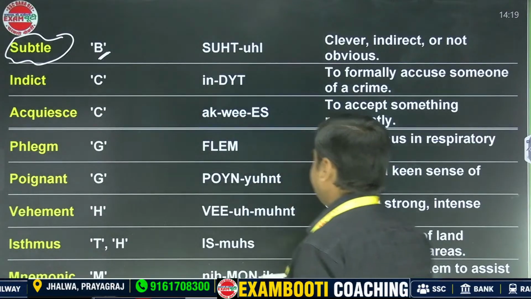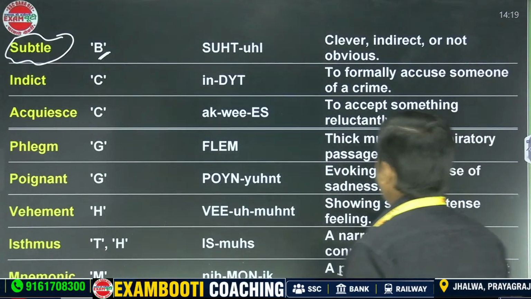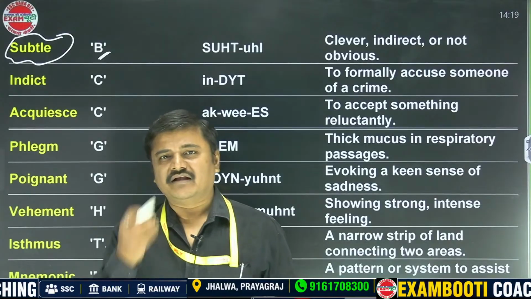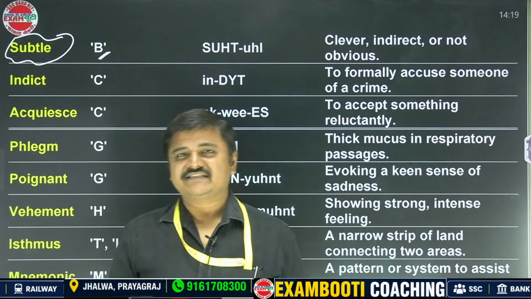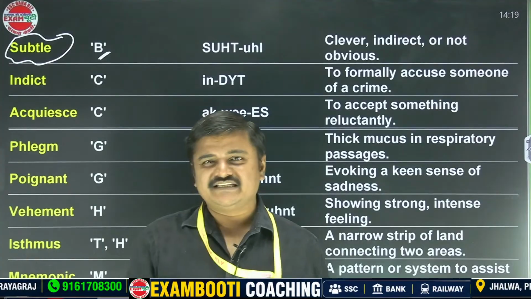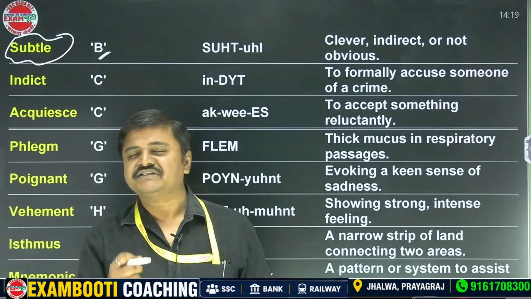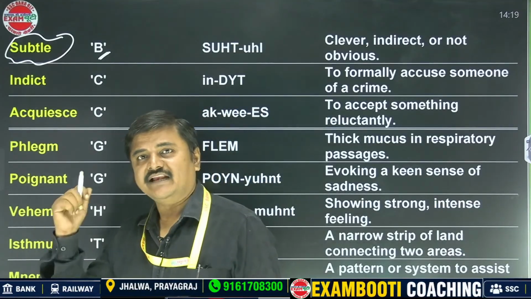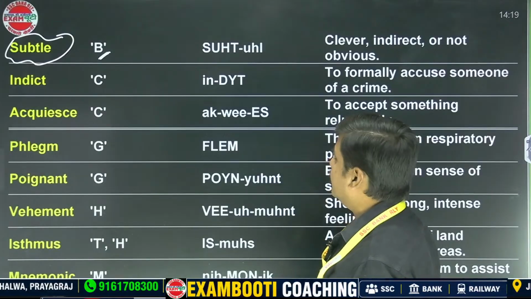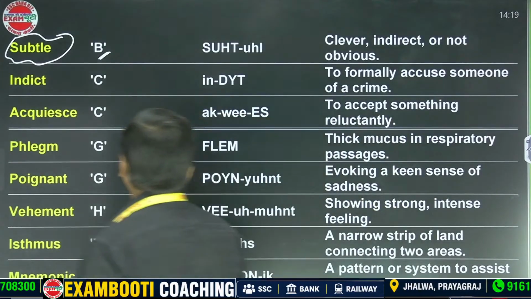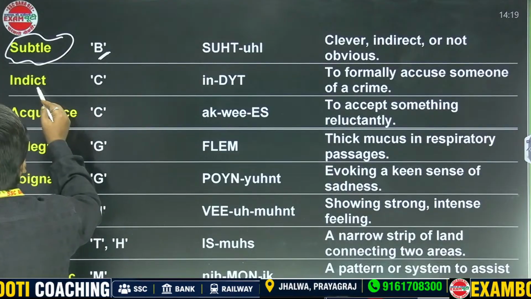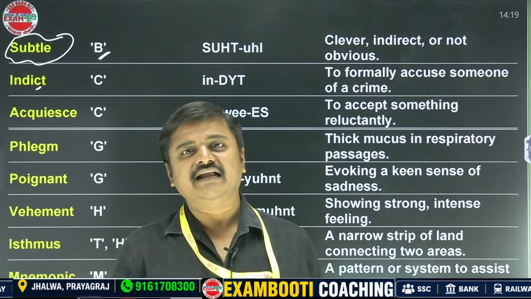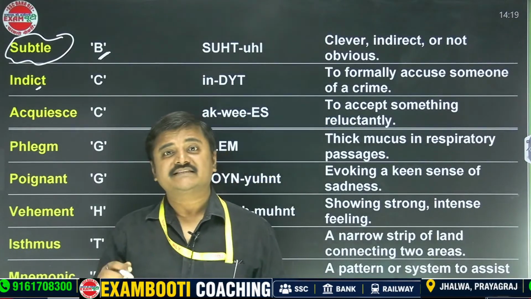Subtle means clever, indirect, which is not actually direct. If you make any indirect, clever changes, those are subtle changes. Very small changes, indirect changes, that is subtle changes. B is silent here. Another word is indict. Here C is silent. Indict, not indict as it is written. This is indict.